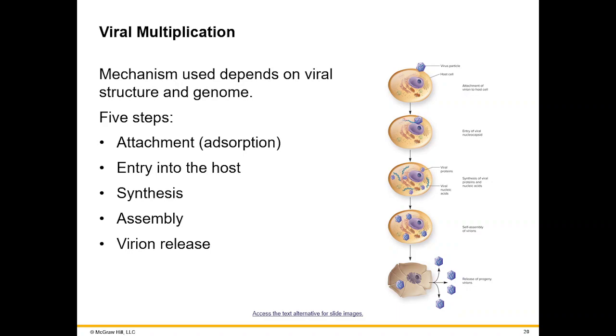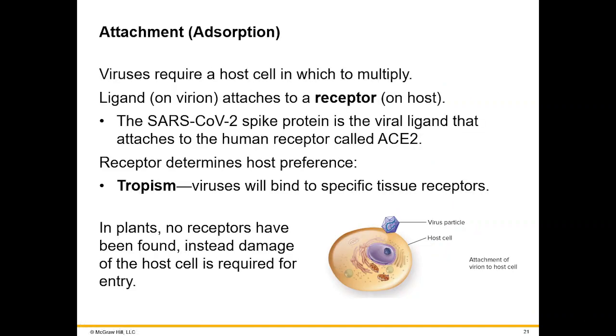Why does it burst? Because during the hijack phase, they synthesize many copies of themselves to the point that the cell just has to burst because it is too full. And now you have lots of virion particles to infect other cells, and then the cycle starts again. So let's look closely at this mechanism. First is the attachment.